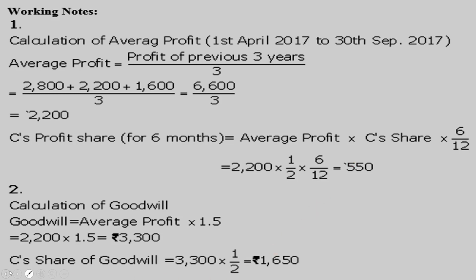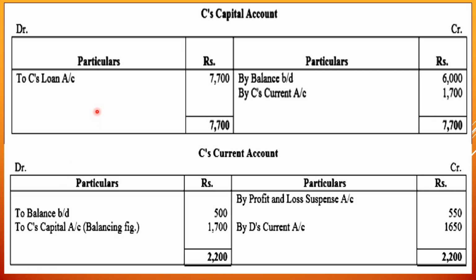Now here we can check our necessary ledger accounts. These are the current account and the capital account. Now first we consider the current account. The current account has a debit balance, so it is C's current account, and the balance is a debit balance of 5500. First information, the opening balance of the current account, and exactly the opening balance of the capital account.